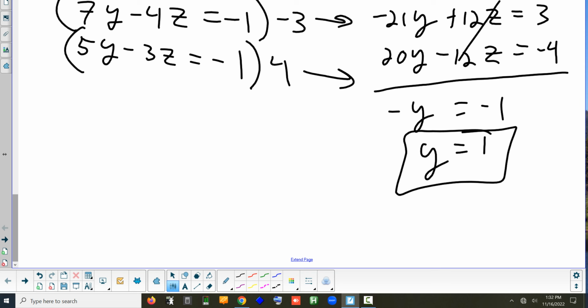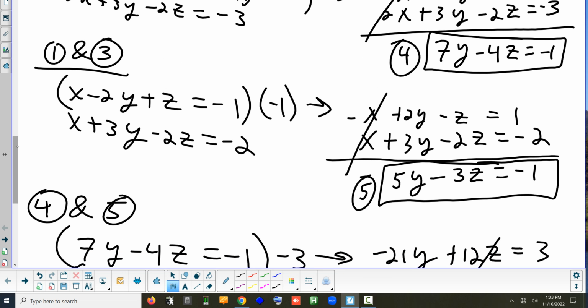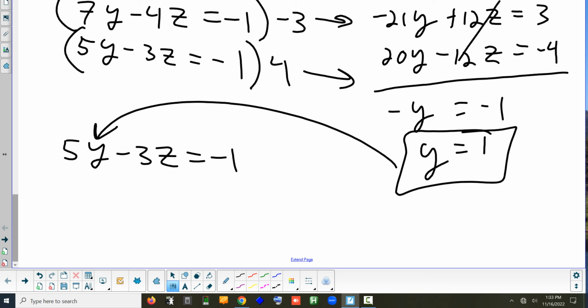I think all the answers today come out to nice numbers. So if we get a fraction or a decimal here, we did something wrong. All right, so now we've got y, and now we've got to get x and z. That's going to be easy. Let's take either equation 4 or 5. I'm going to go with 5 because the numbers are a little smaller. 5y minus 3z equals -1. And Curtis, what did we just figure out y was? 1. Substitute it in, and we'll have our answer for z. What's 5 times 1 going to give me? 5.